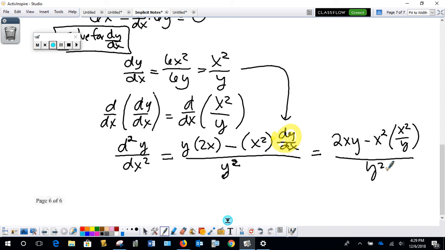All right, that's the end of the notes for the implicit. Please check it's learning for homework.